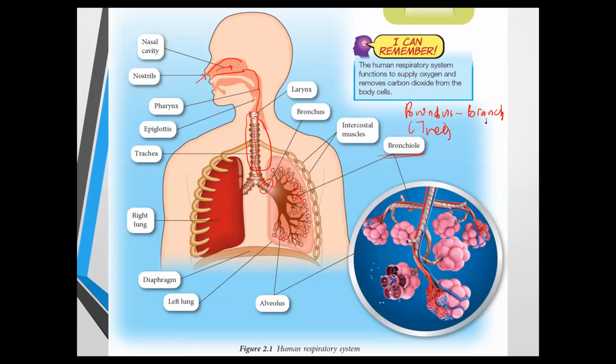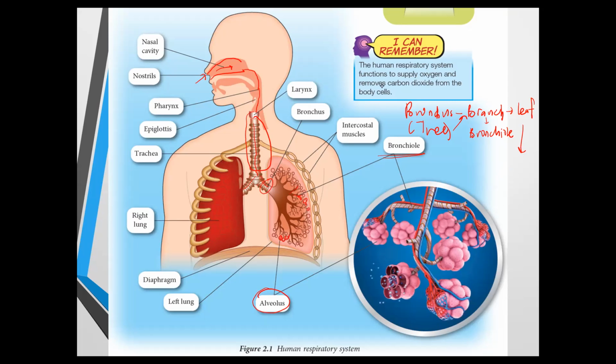The branch here now is my bronchiole. Are you following, teacher? Yes, teacher. From the tree to the branch, now I go to the leaf. My leaves are the ones in circles. What are the ones in circles here? What are all these? Alveolus. Okay, the alveolus.